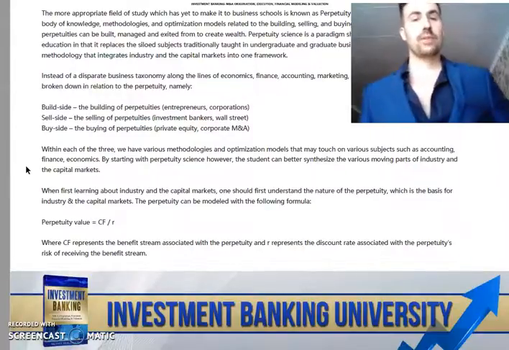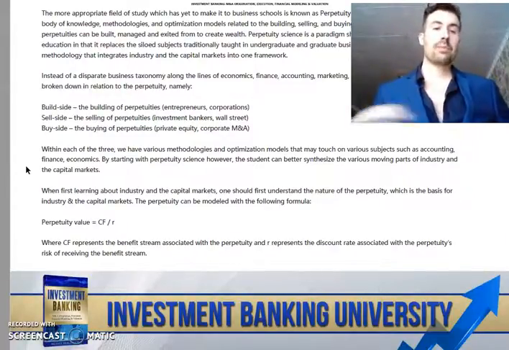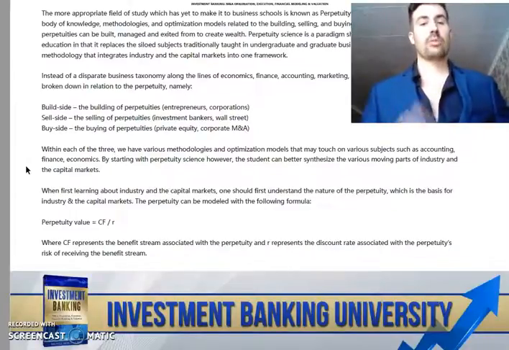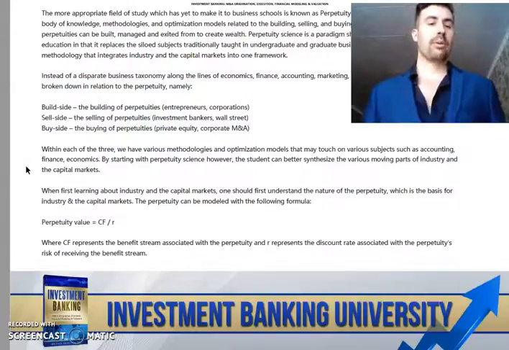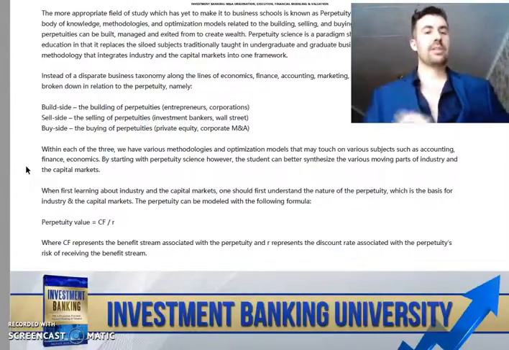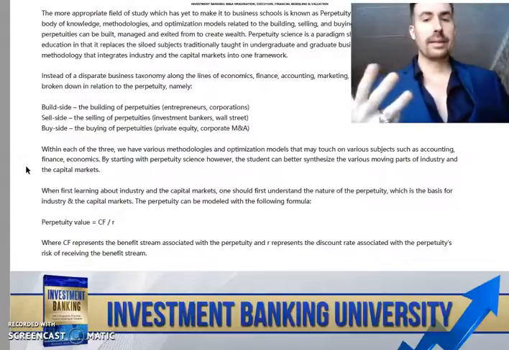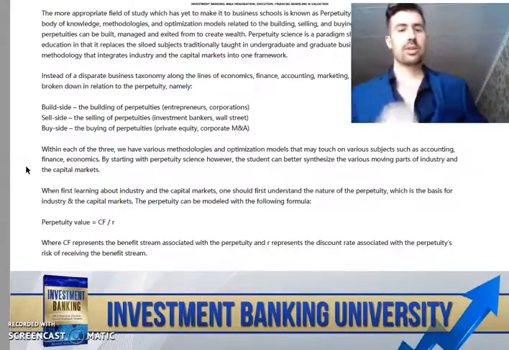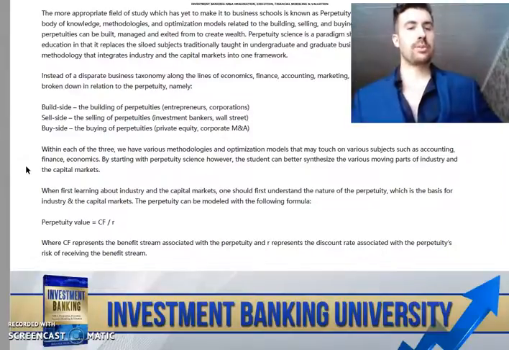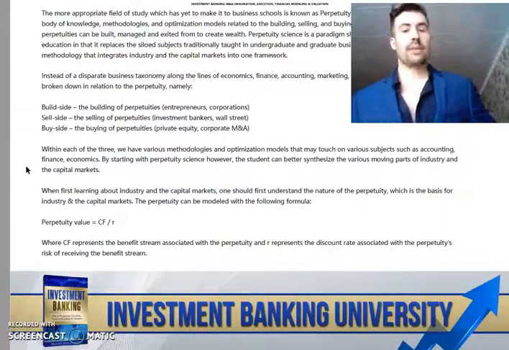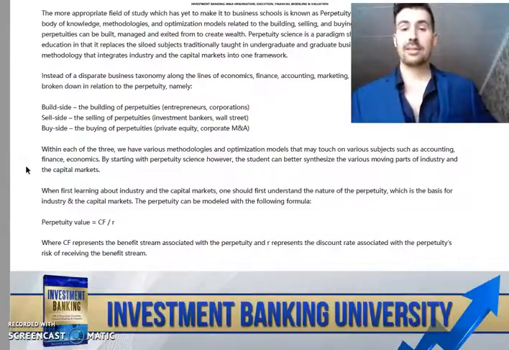Perpetuity science is a paradigm shift in business and finance education in that it replaces the siloed subjects taught in undergraduate and graduate business schools with a holistic methodology that integrates the capital markets and industry into one framework. Instead of a disparate business taxonomy along the lines of economics, finance, accounting, marketing, we have an initial taxonomy broken down in relation to the perpetuity, namely the build side, the sell side, and the buy side, which we've already talked about. Within each of these 3, we have various methodologies and optimization models that may in fact touch on the various subjects such as accounting, finance, and economics.